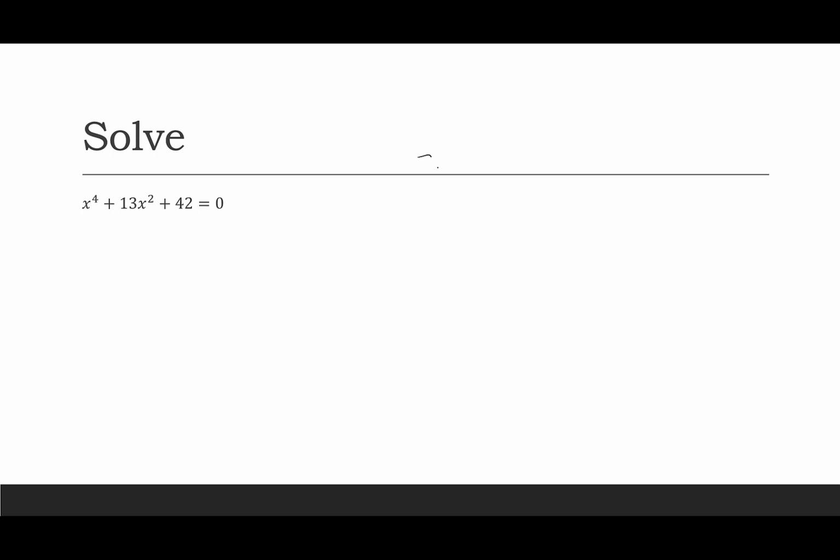So if I said, well, if x squared is u, then u squared would be x squared squared, which is x to the fourth. So instead of writing x to the fourth plus 13x squared plus 42 is 0, I could write u squared plus 13u plus 42 is 0. So sometimes you find that that's easier. We could have left it with the x to the fourth. I could probably show both ways.